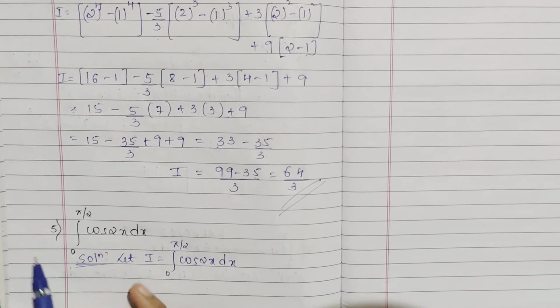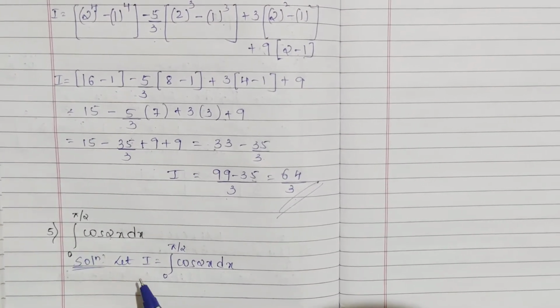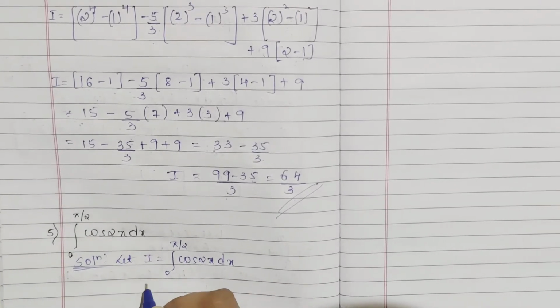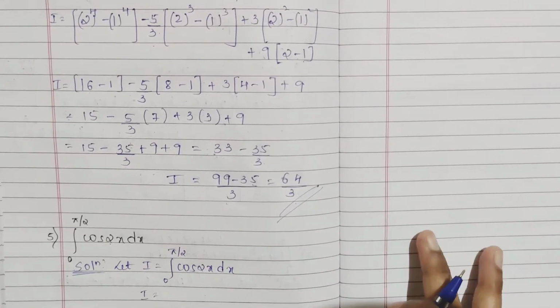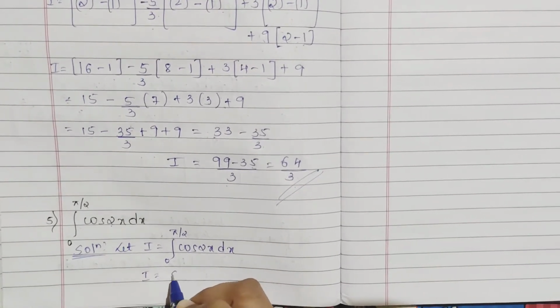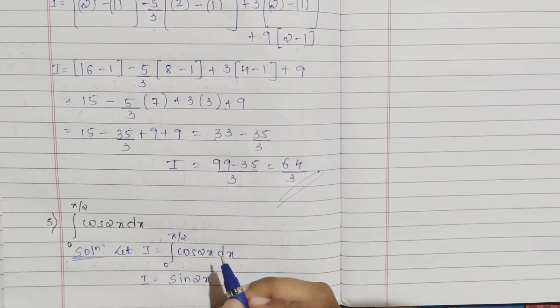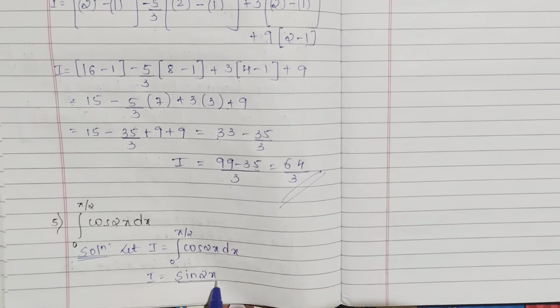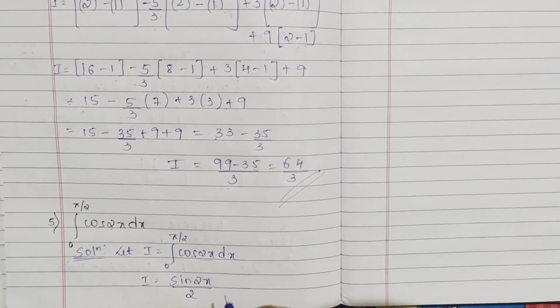So next part, fifth question, integrating cos 2x dx from 0 to pi by 2. So first write let I. Now we will integrate. So integration means obviously your integration sign goes. Cos 2x integration is what? Yes, it is sin 2x. Cos 2x integration is sin 2x, but again derivative of your 2x becomes divided by 2. Derivative of 2x is 2 and that comes in division, don't forget.